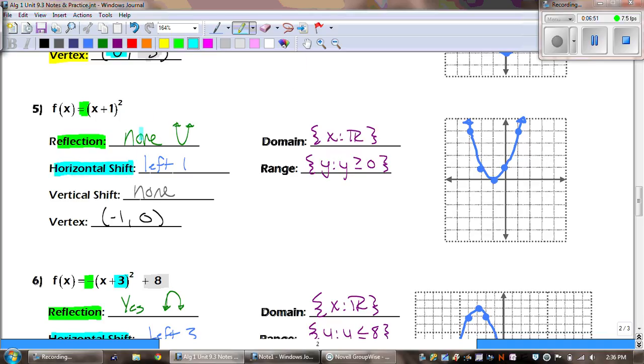Next is our horizontal shift. I'm looking inside and I take the opposite of that, or I look at my x from the vertex and say -1, so that means I go left 1. And then our vertical shift, that's our number outside or looking at the 0, the y point of the vertex, and it's none. So then we graph. Our domain is all real numbers, and our range is greater than or equal to 0.